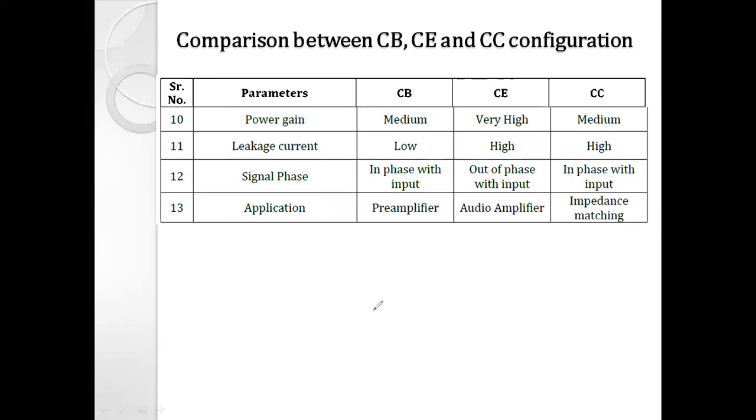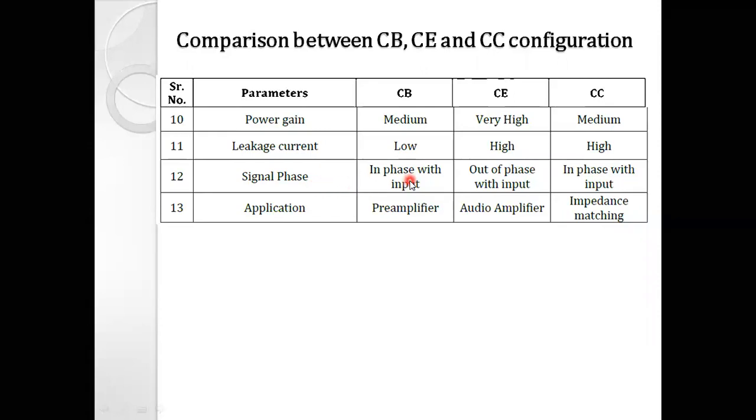So here you can see that power gain in the common base is medium, in common emitter configuration it is high, and in the common collector configuration it is medium. What about the magnitude of leakage current in each of the configuration? So leakage current is comparatively higher in common emitter and common collector configuration compared to common base one. Signal phase, that means what is the phase displacement between input and output signal, right?